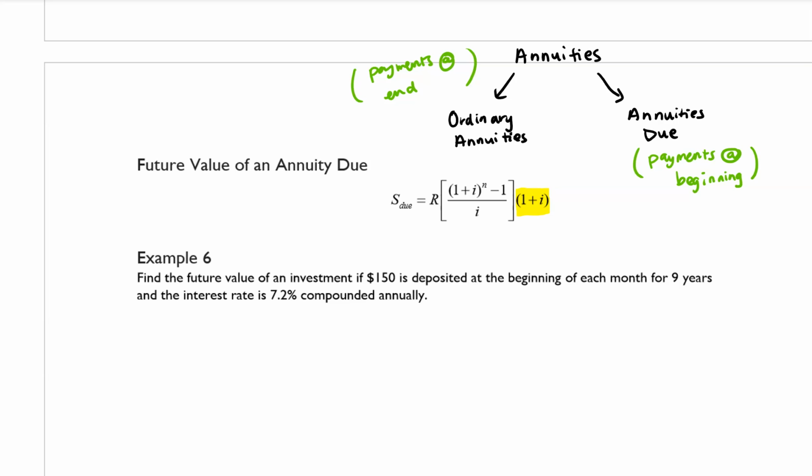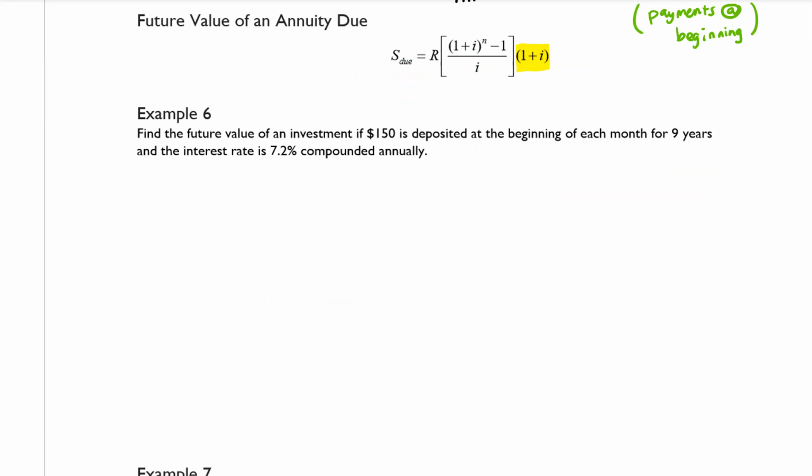So example 6 says, find the future value of an investment if $150 is deposited at the beginning of each month for 9 years at the interest rate 7.2% that is compounded annually. All right, so the regular payments that we are making are $150. And the number of terms, we have each month for 9 years. So we would multiply 9 times 12, which is equal to 108.